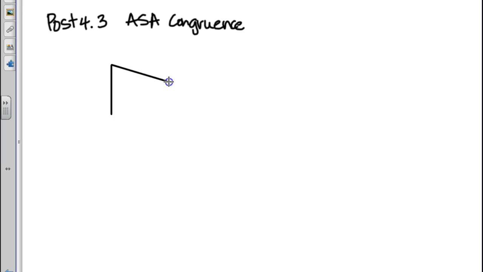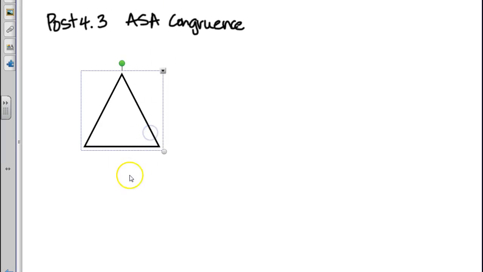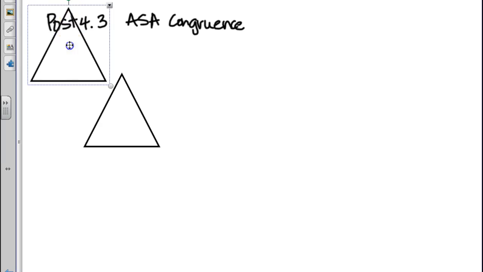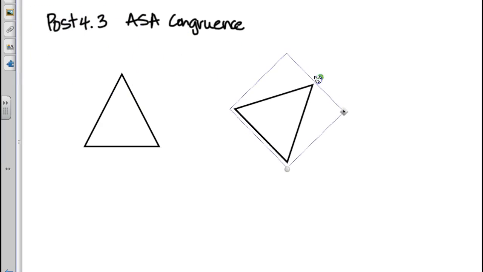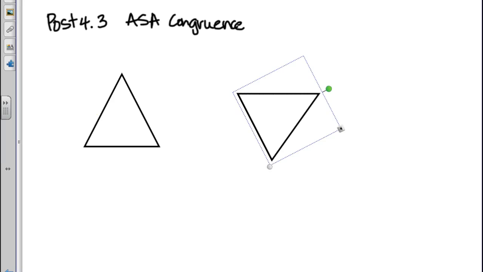So let's say that I have triangle ABC here. And I'll go ahead and copy this. See if I can. Let's try that again. All right. So you see that these two triangles are congruent. You saw me just copy that one, so you saw that they are in fact congruent.